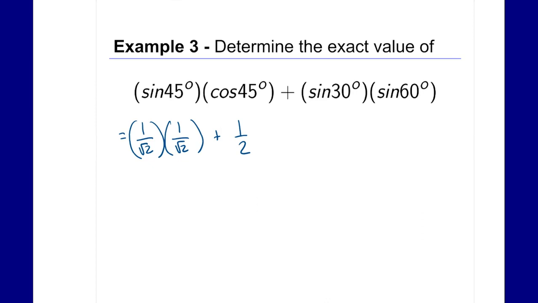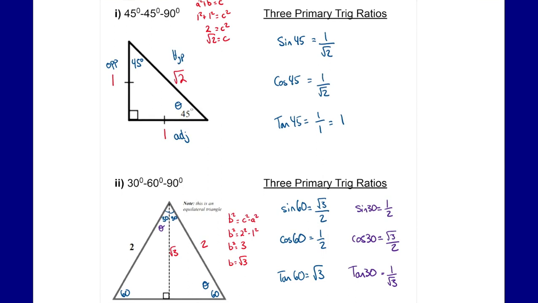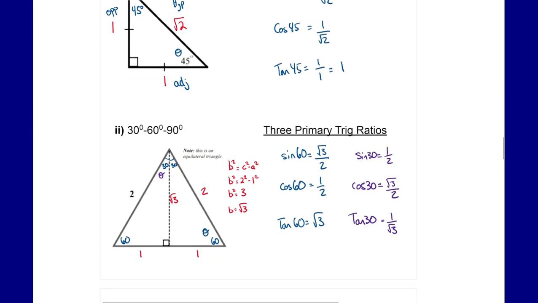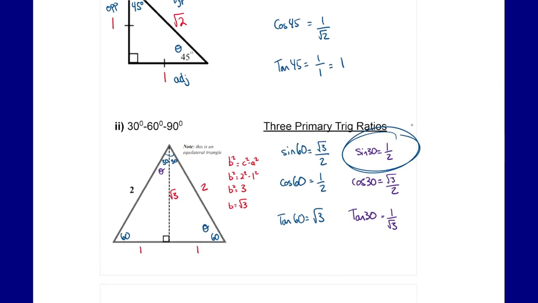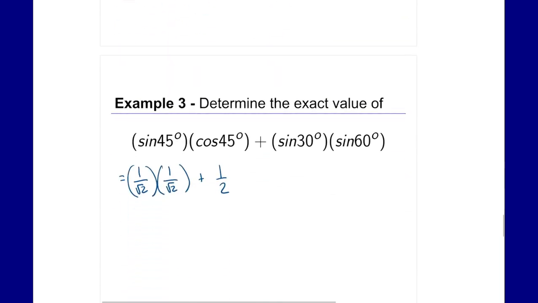And again, these values I'm getting from all the way back here, right? The primary trig ratios. So sine of 45, we see up here, is 1 over root 2. Sine of 30 over here, 1/2. We're getting the exact values from those special triangles, those 3 primary trig ratios that we did earlier. So 1/2 times sine 60. Sine 60 is root 3 over 2. And now I'm going to simplify.